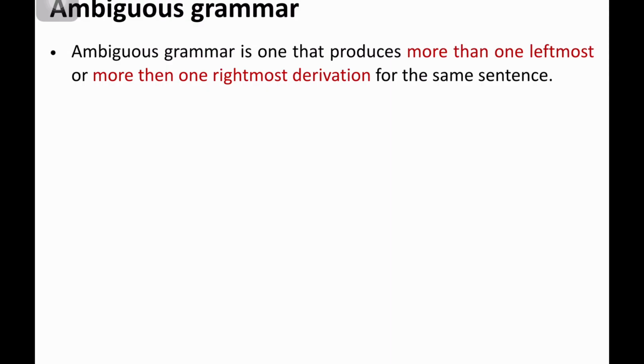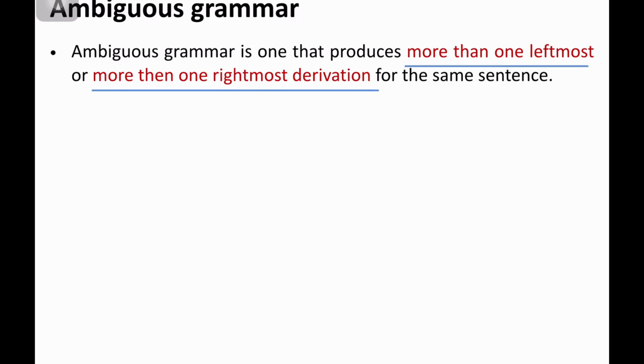So let us see the technical definition of ambiguous grammar. An ambiguous grammar is one that produces more than one leftmost or more than one rightmost derivation for the same sentence. Okay, so such a grammar is called an ambiguous grammar.